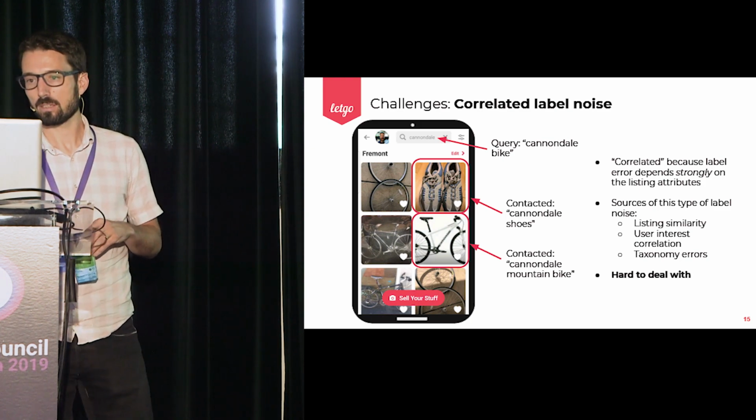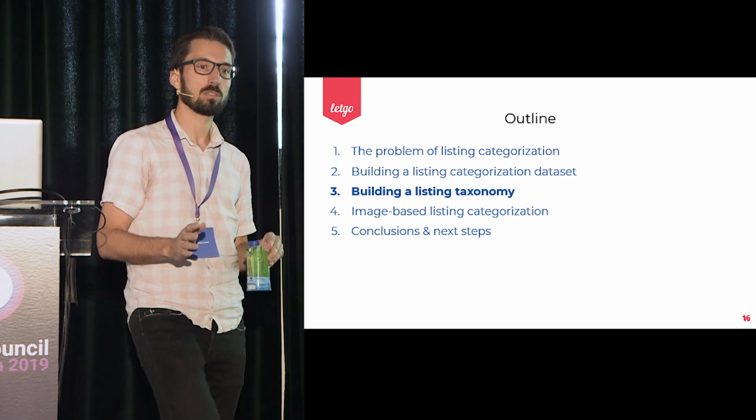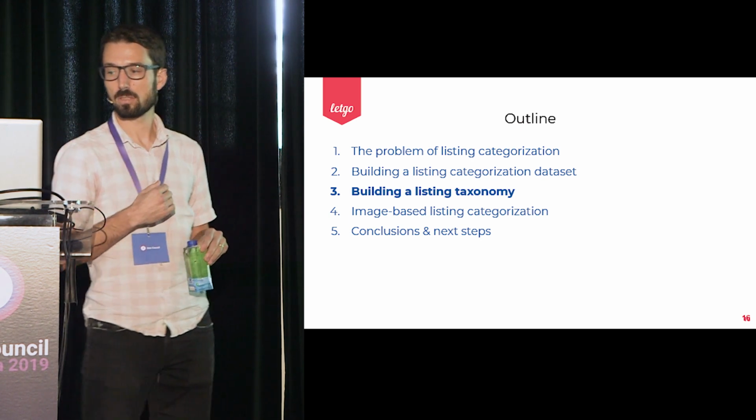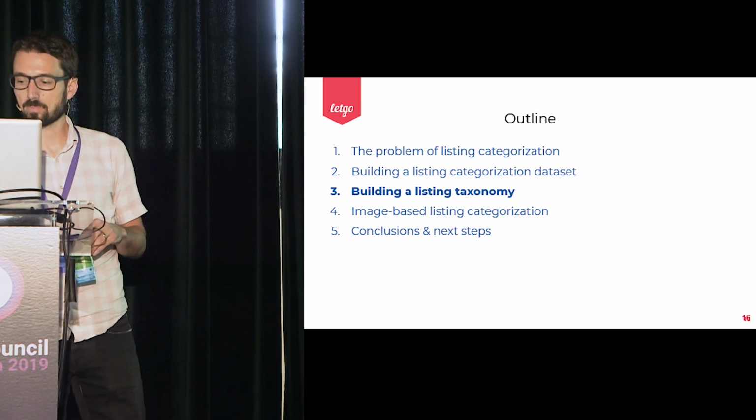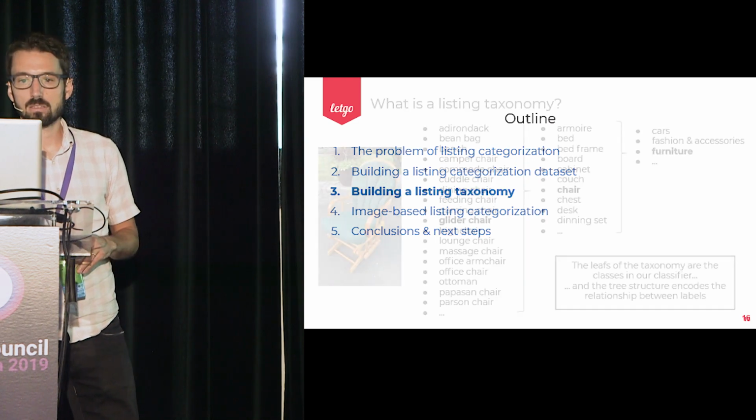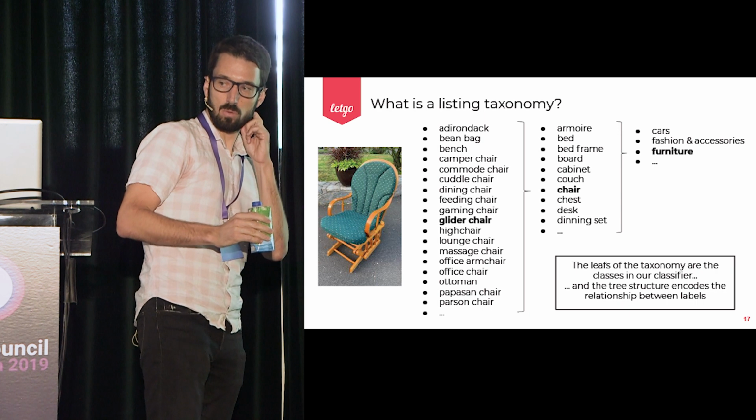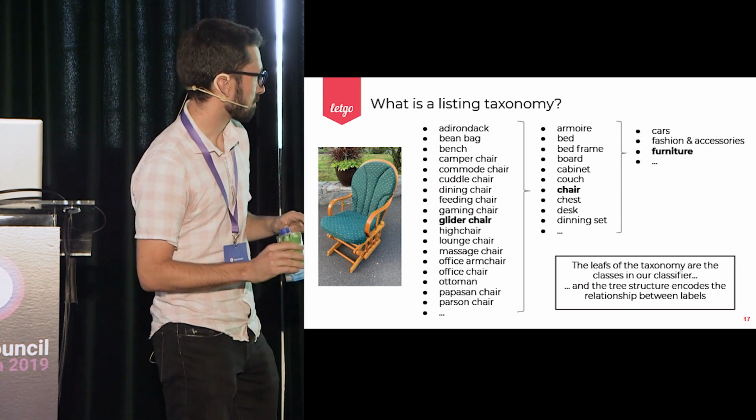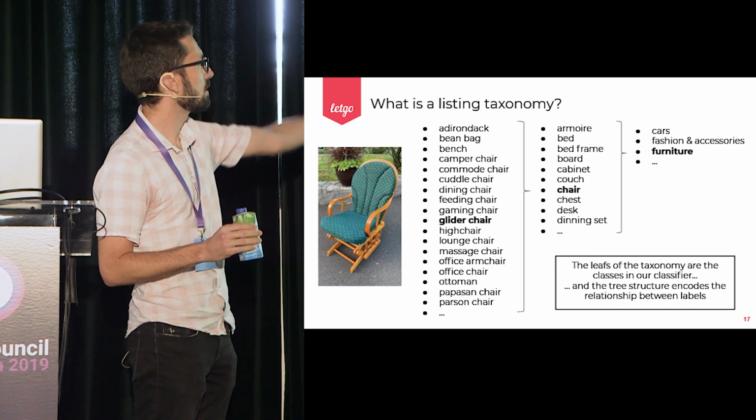Okay? Good news is that none of these issues is a deal breaker for the job that we're trying to do, which is to build a categorization dataset. Now, we have a dataset, we have a plan, and what we need now is a taxonomy. Okay? So, what is a taxonomy? A taxonomy is a very simple concept. Here we have a chair.